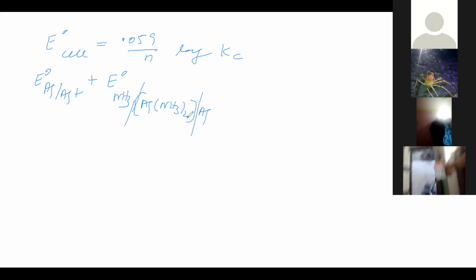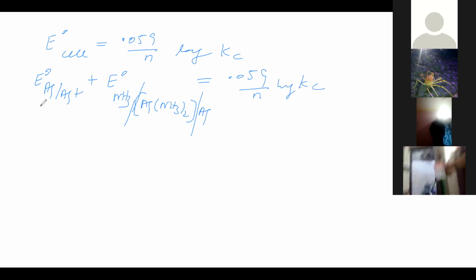While you are writing this representation, don't balance. Here NH3 is 2 times, so we have to write 2 here. Like this, don't balance it. It just shows the representation. It is equal to 0.059 by n log Kc, the equilibrium constant.